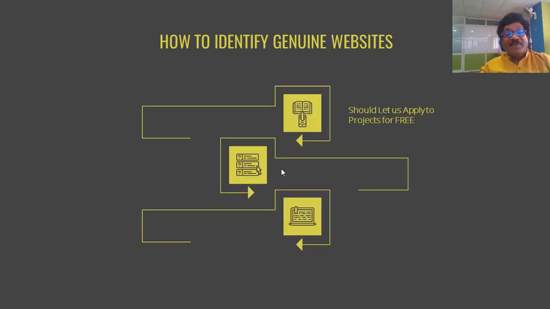Number one, the website should let us apply to projects for free. Of course, every genuine website will have a free plan and also a premium, a paid plan. Now, there are some websites which do not offer any free plan. They would say that you need to pay upfront before you can start applying for projects. I would say stay away from such websites, because often in most of the cases they are not genuine websites. So if a website is letting you apply to at least 2, 3, 4 projects for free, then I would say it is definitely a dependable website.